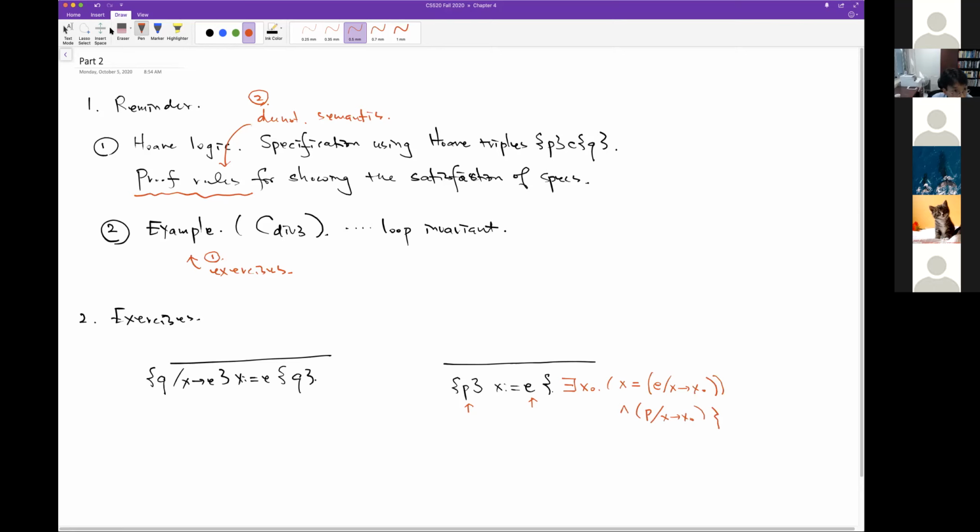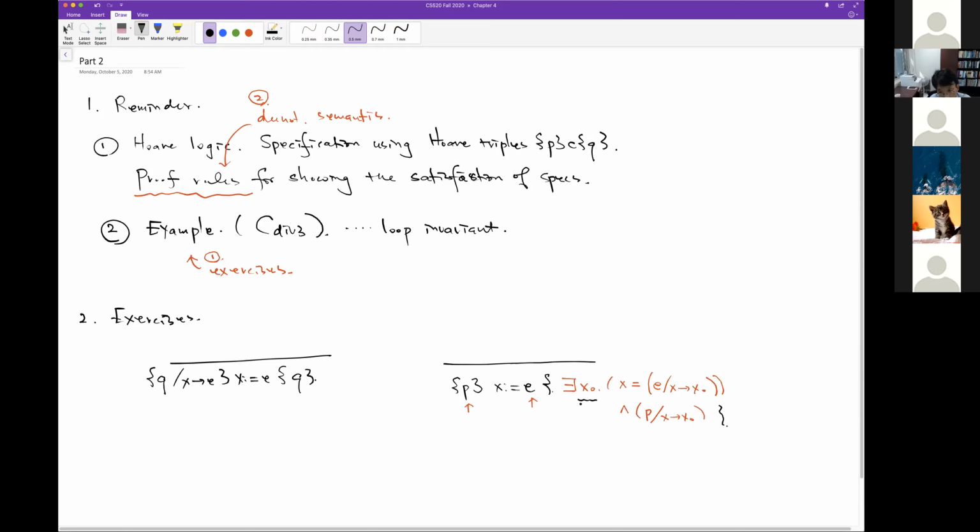So if you think about this, this interpretation is not super surprising. I mean, we just said we introduce an existential quantifier to refer to the old value of X. And then whenever the expressions or assertions should talk about the old value of X, we should use X0 instead of X. So that's the intuition about this rule.